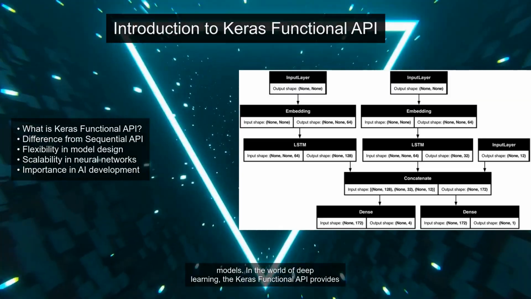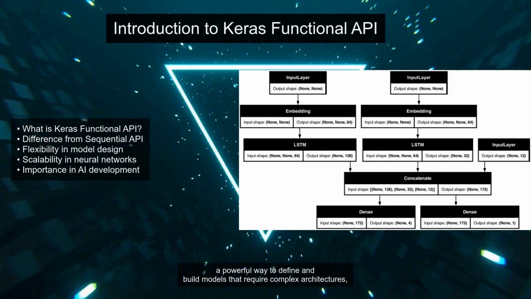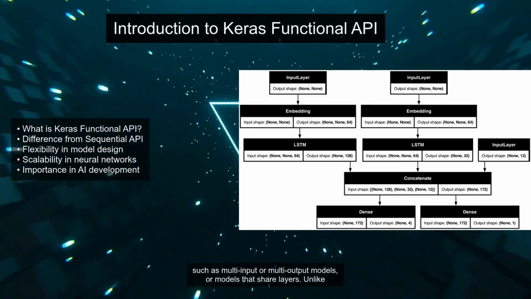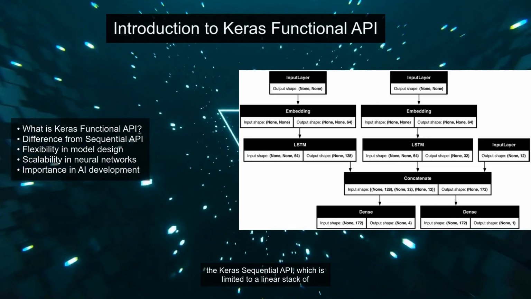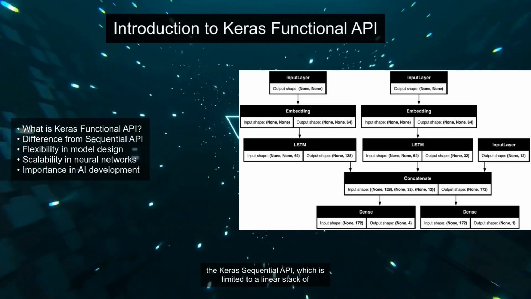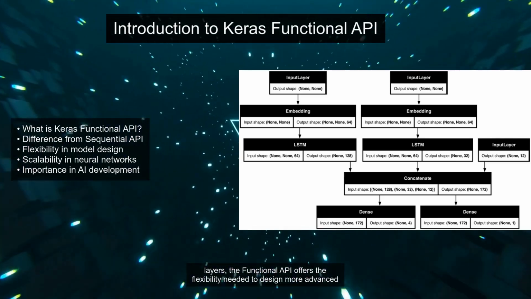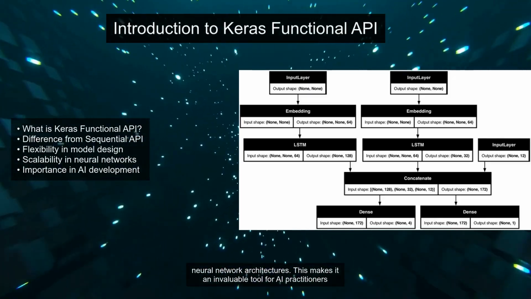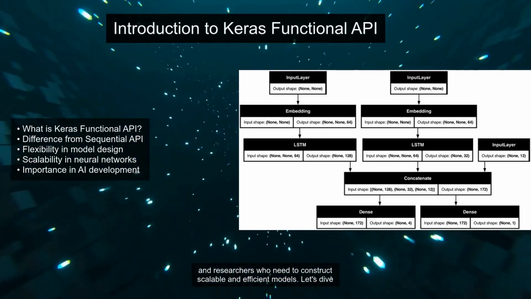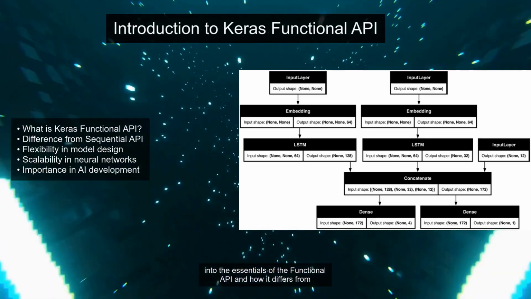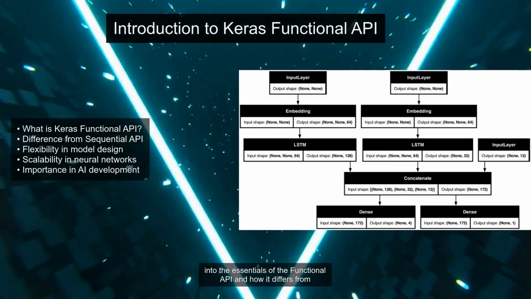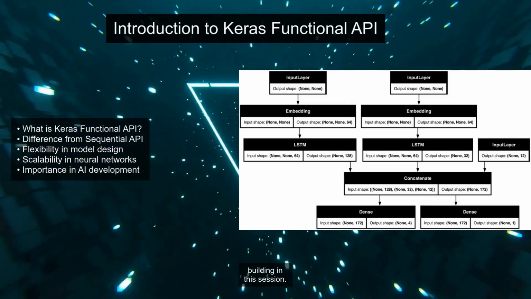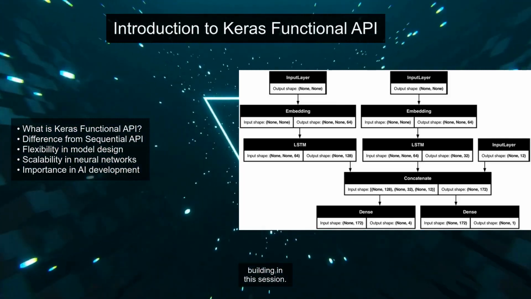In the world of deep learning, the Keras Functional API provides a powerful way to define and build models that require complex architectures, such as multi-input or multi-output models, or models that share layers. Unlike the Keras Sequential API, which is limited to a linear stack of layers, the Functional API offers the flexibility needed to design more advanced neural network architectures. This makes it an invaluable tool for AI practitioners and researchers who need to construct scalable and efficient models. Let's dive into the essentials of the Functional API and how it differs from the Sequential API, setting the stage for the complex models we'll be building in this session.